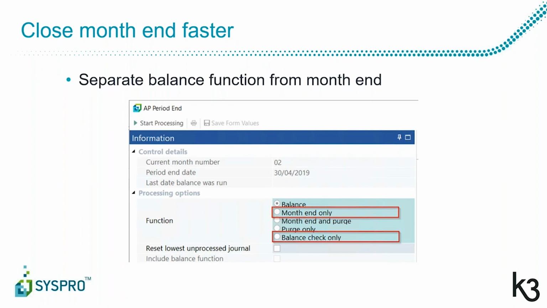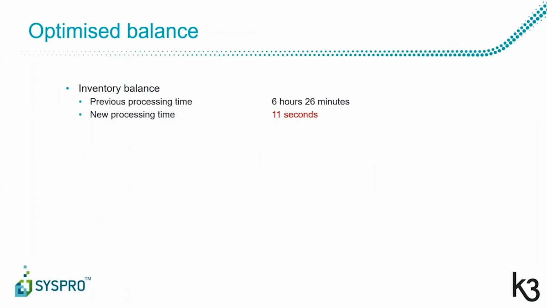The other element is that we've seen significant improvement in the journey with 8 as well. It started in 7, but we see a lot more of it in speeding up and optimizing that balance function. Poor example, but I do want to share some numbers with you. With the optimization, there was a customer in Africa running their inventory balance, and it would take an outrageous, just under 6.5 hours. Through working on this, SYSPRO was able to optimize that processing time down to 11 seconds.